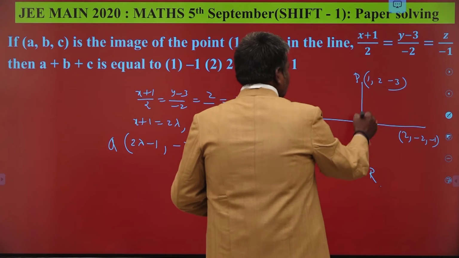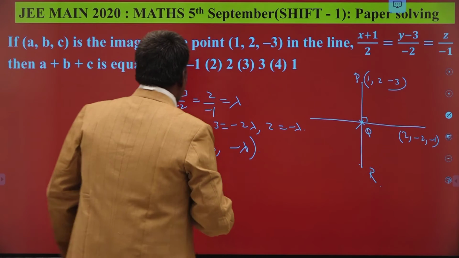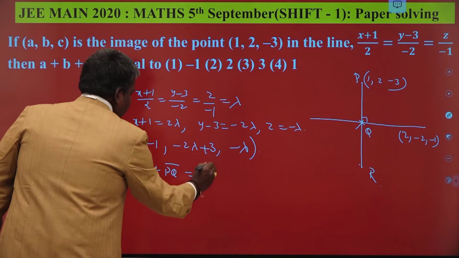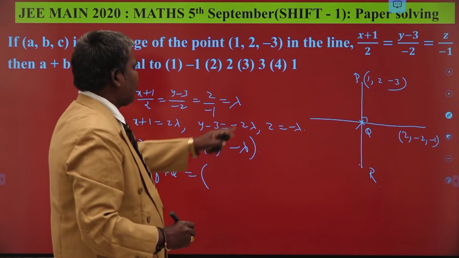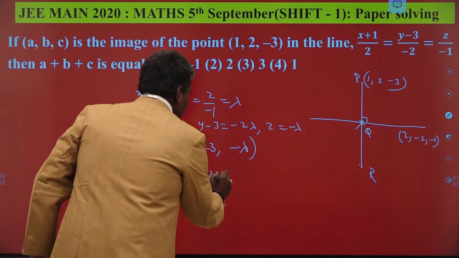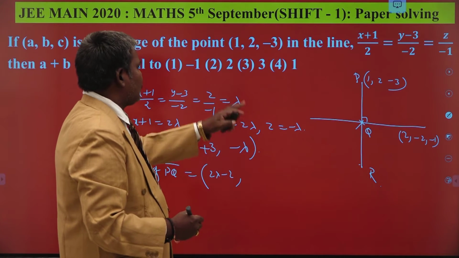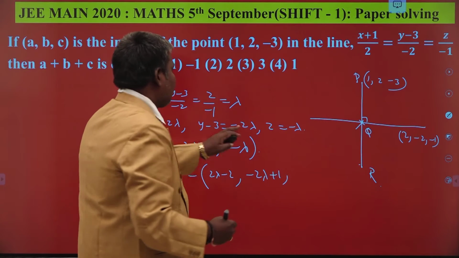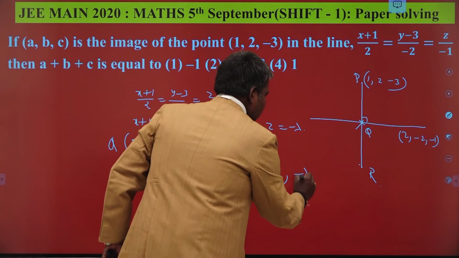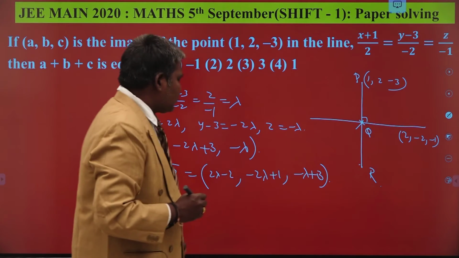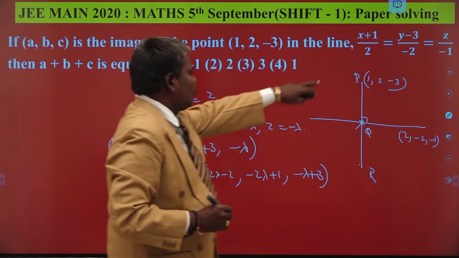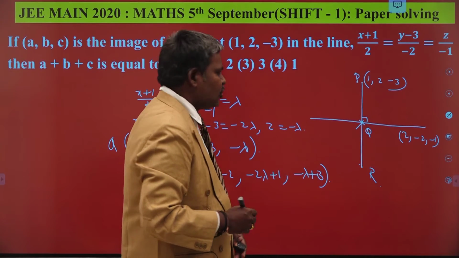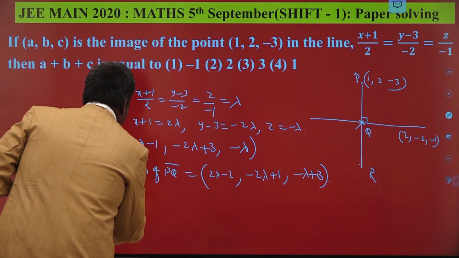This is the point Q. Can I write the direction ratios of PQ or not? So direction ratios of PQ are what now? 2 lambda minus 1 minus 1, that is 2 lambda minus 2 comma minus 2 lambda plus 3 minus 2, that is minus 2 lambda plus 1 comma minus lambda plus 3. So these are the direction ratios of PQ bar. Once you know the direction ratios of PQ and this line, its dot product must and should be 0 since the lines are perpendicular.